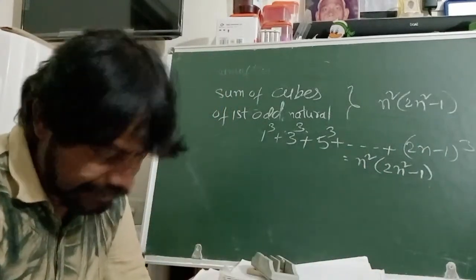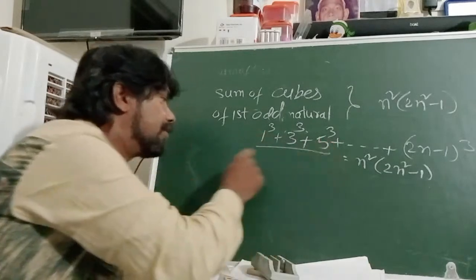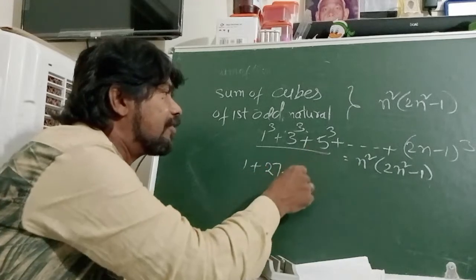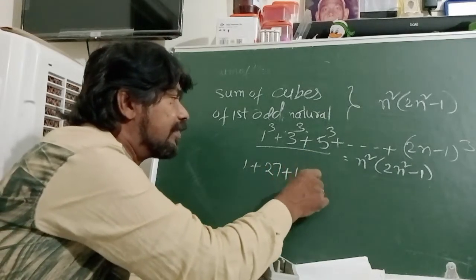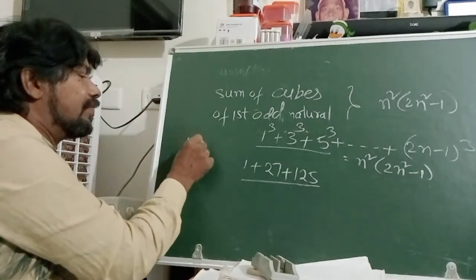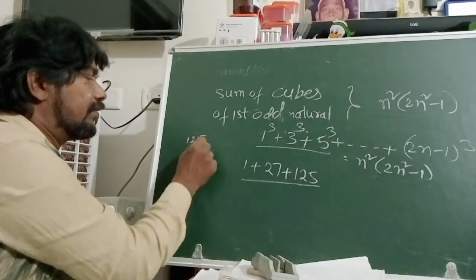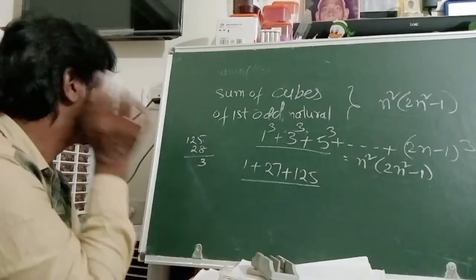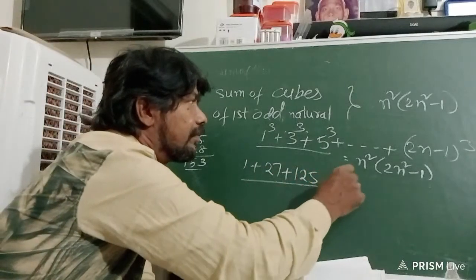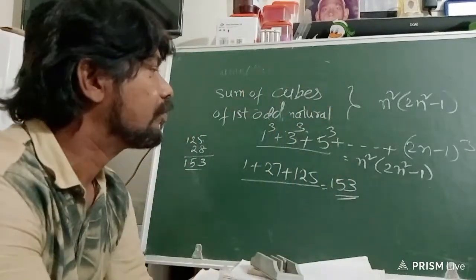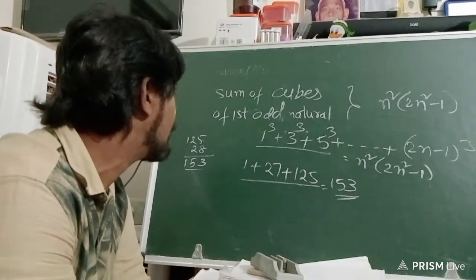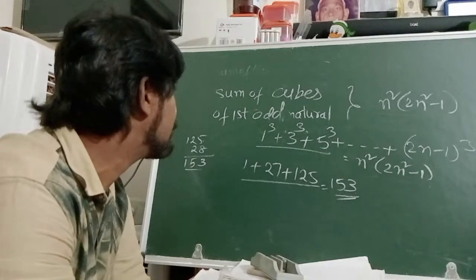Okay, now see the example. 1 cube is 1, 3 cube is 27, 5 cube is 125. Okay, 125, 27, 1, so the total is 153, correct?